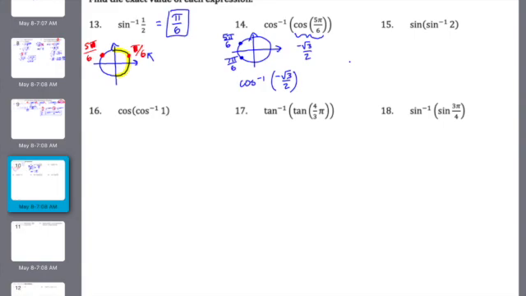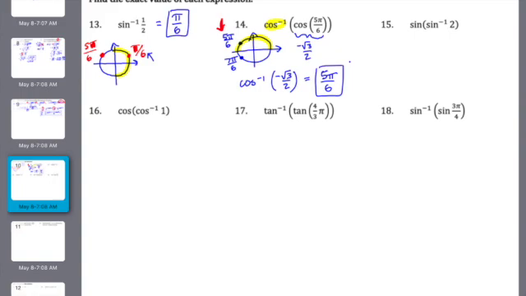But again, cosine inverse has a restricted domain. So that restricted domain goes from 0 to pi. So this is where we can pick our points from. And notice that the only one that works is 5 pi over 6. So this actually does end up giving us simply 5 pi over 6.